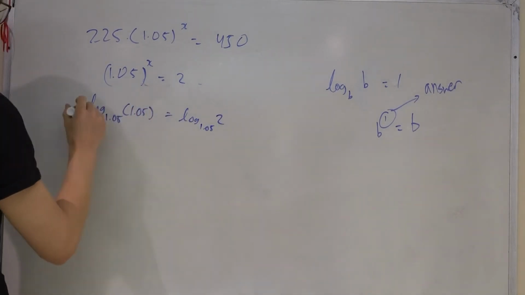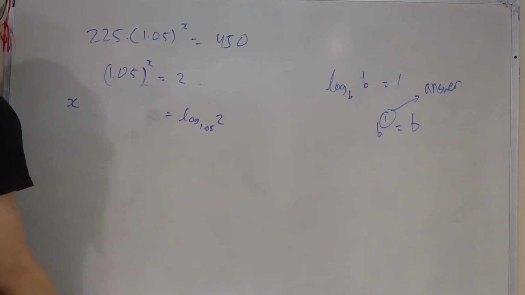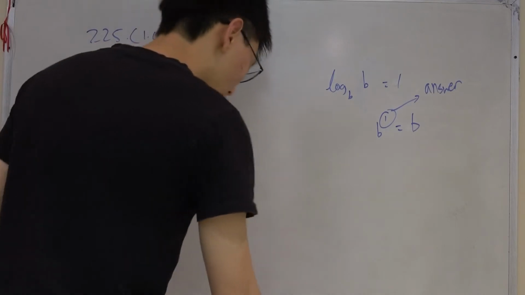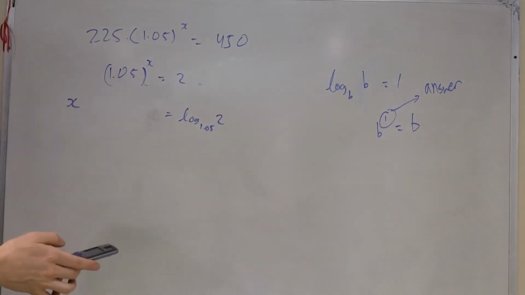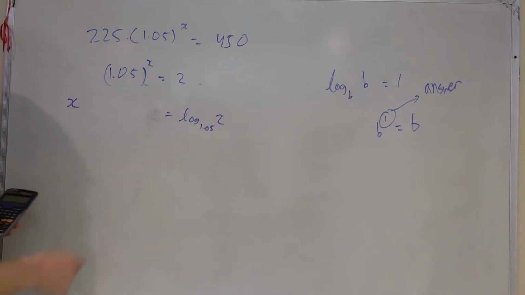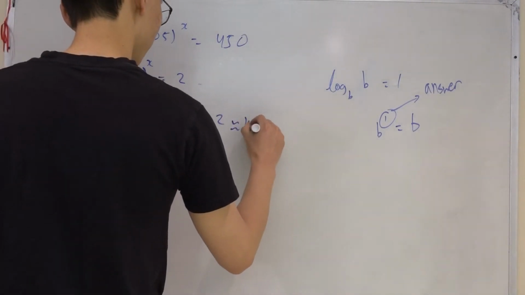Using our law of logarithms, we can bring the x down. Then this becomes nothing but 1. And you simply get that x is equal to log base 1.05 of 2. If you're not happy with that, you can always calculate it using your calculator. You would press the log button, the one with the 2 boxes, and just type in 1.05 to evaluate it, and you get something like 14.2. Okay.